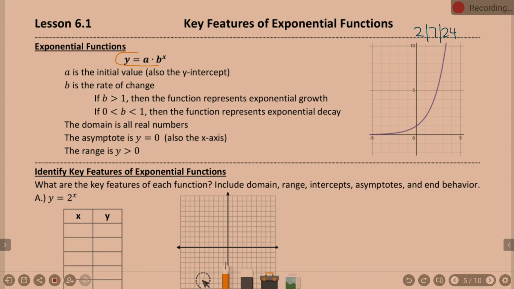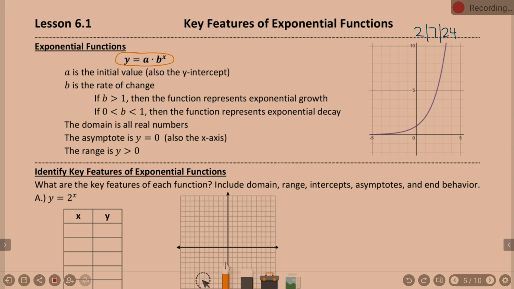Exponential functions. When we're talking about an exponential function, it's of the form y equals a times b to the x. This is an exponential function because x is where? It's in the exponent. That's what makes something an exponential function, when x is in the exponent. A little bit of vocabulary there. A is the initial value. So that number that doesn't have the exponent with it, it's out front, is the initial value. It's also the y-intercept.